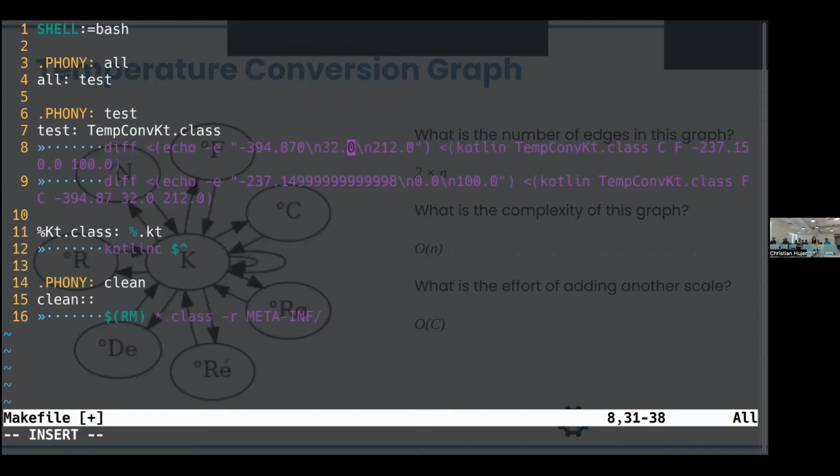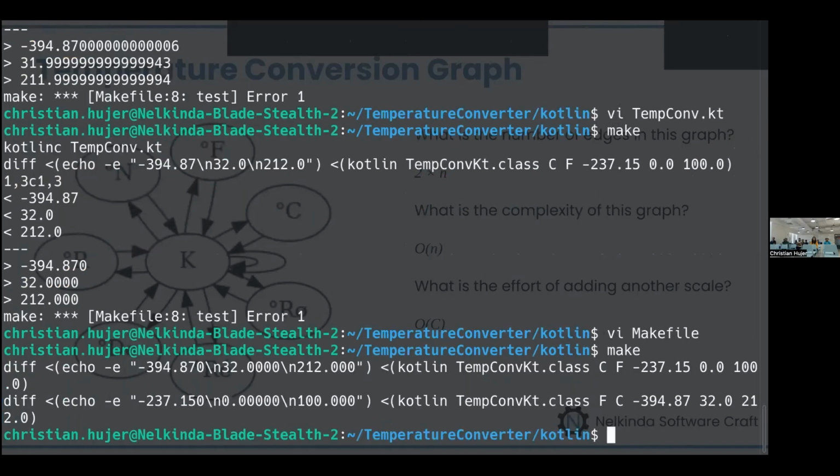So we put all of these onto 6 digits precision. And same for those. And then let's see how it passes.